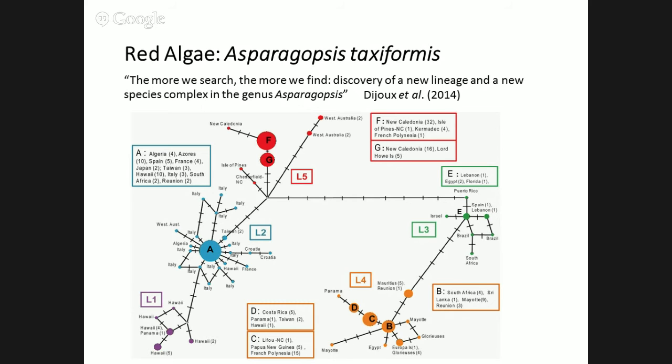Okay, so here, this is a more complex haplotype network, but essentially all they're doing is adding in this one lineage up here, lineage 5, and it is found in New Caledonia, Kermadec Islands, French Polynesia, Lord Howe Island off of Australia. There's an additional lineage that's been discovered since then and is currently in review. So indeed, the more that we search, the more we find.